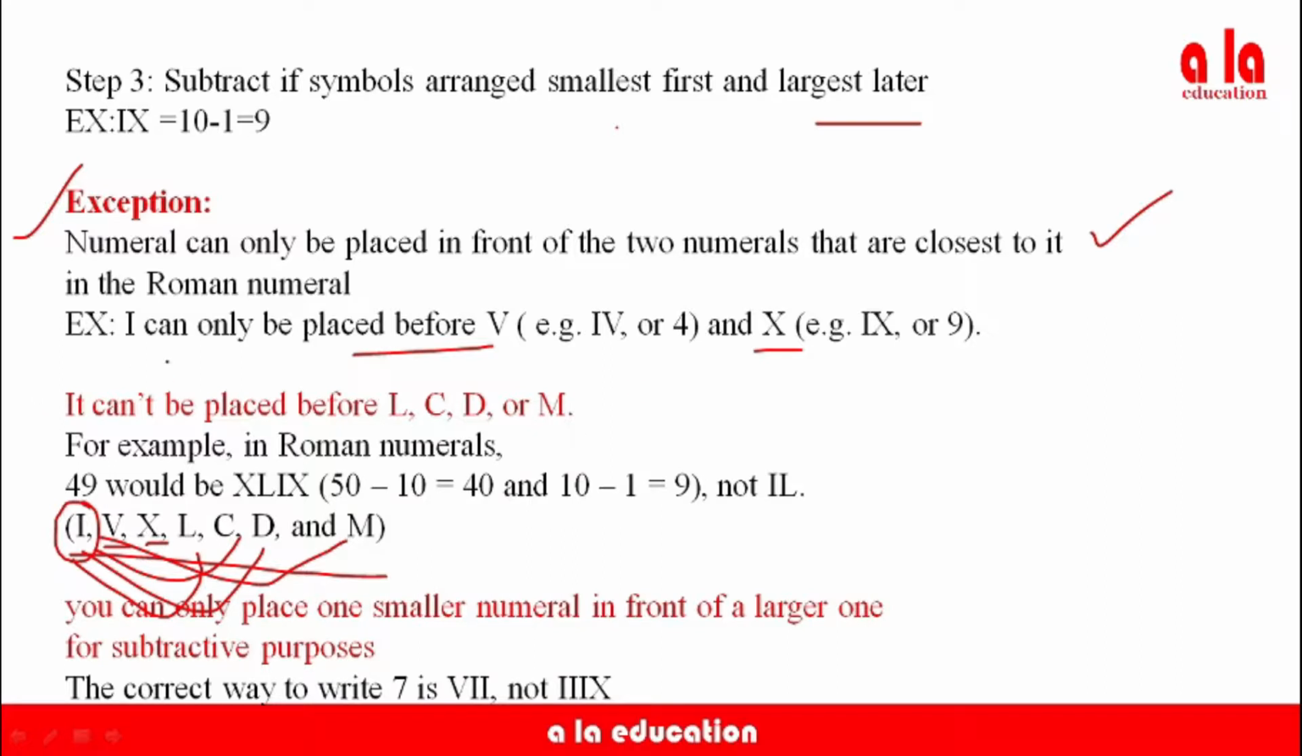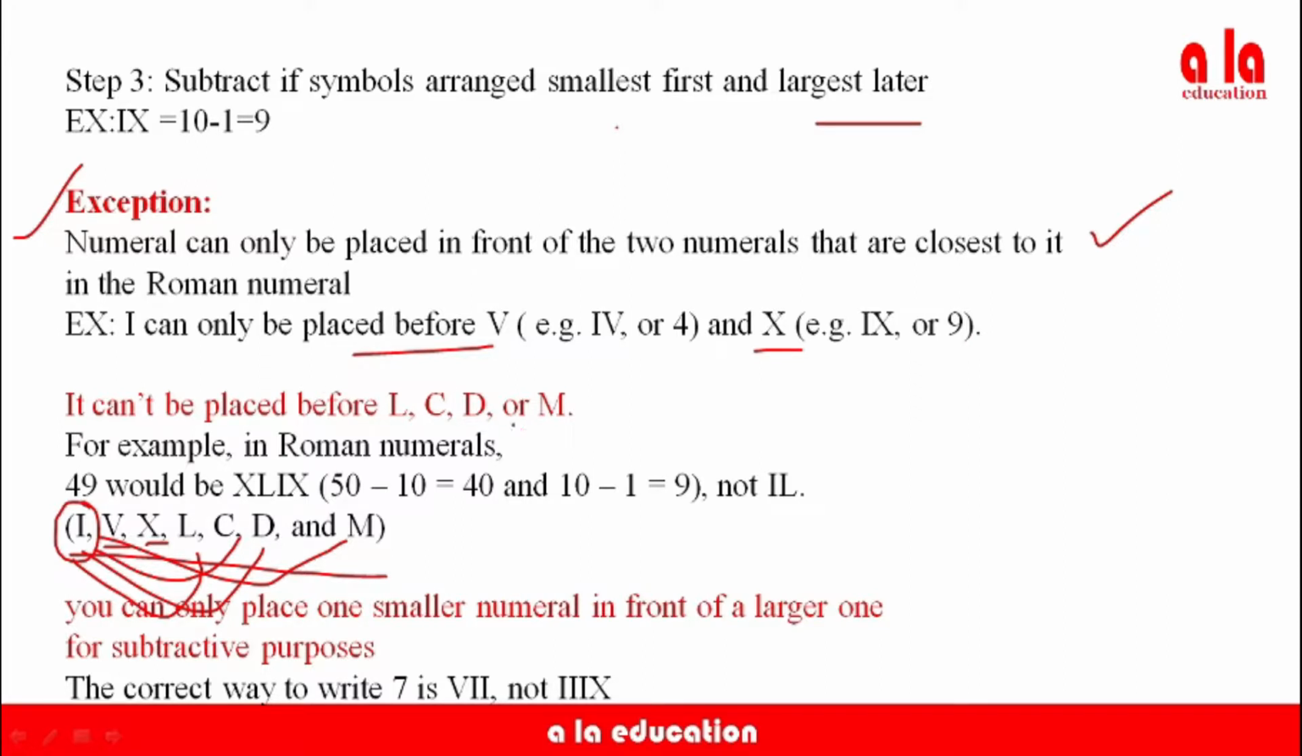For example, I can only be placed before V, then it becomes IV, value equal to 4, and before X, its value becomes 9. This is one exception, and it can't be placed before L, C, D or M.